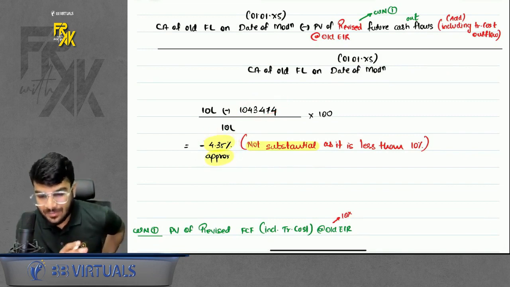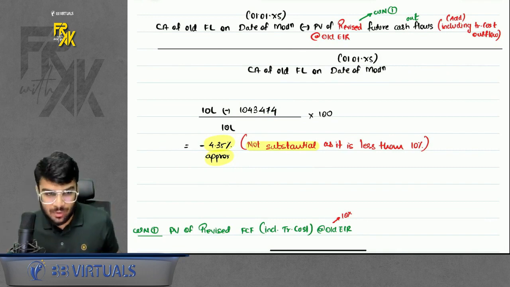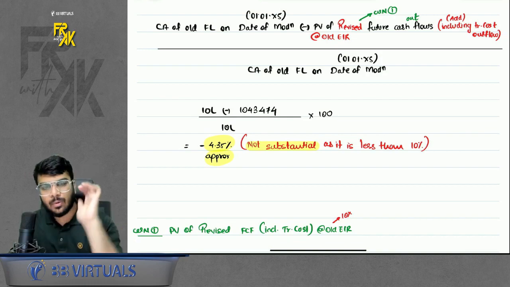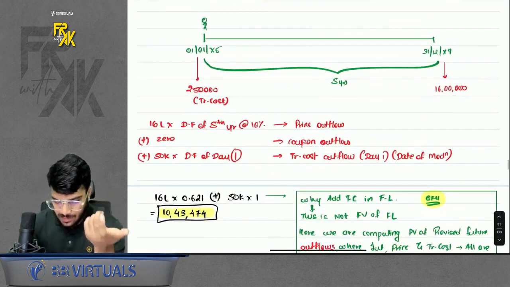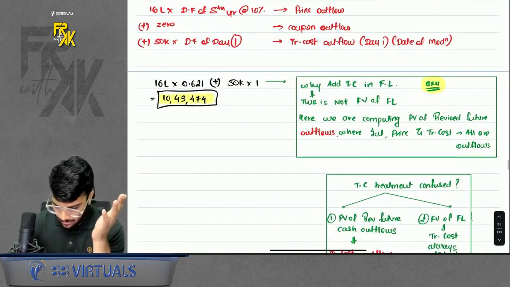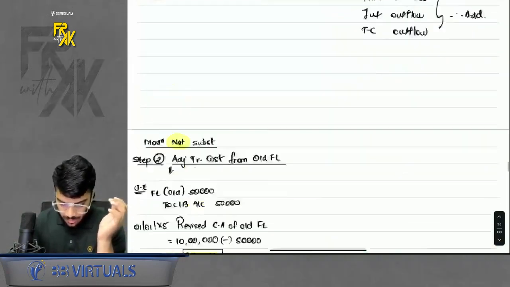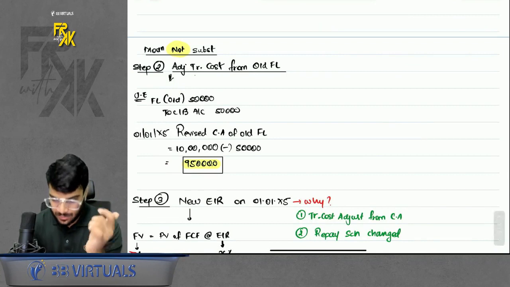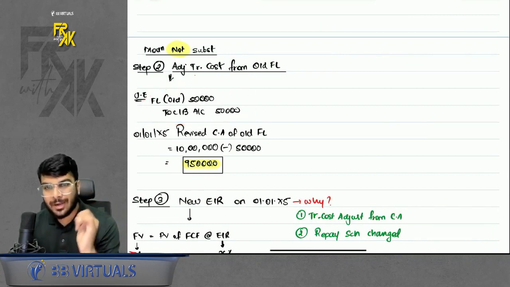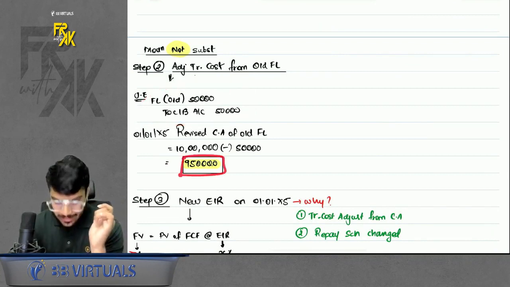So modification not substantial. If it is not substantial, what should I do? Should I remove the old and record the new, or should I make the adjustments in the old only? So I will make the adjustments in the old financial liability only. How to make the adjustments? First, whatever transaction cost is there, you will adjust in the old financial liability. So I adjusted it. As soon as you adjust this, your carrying amount gets revised.